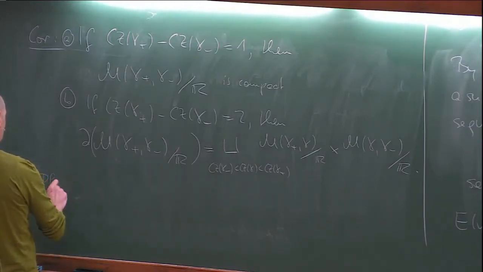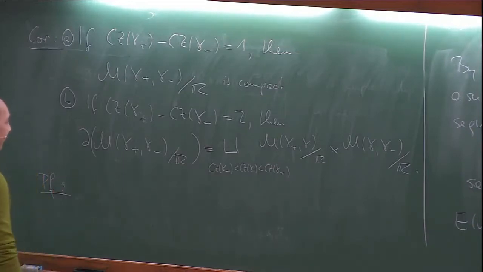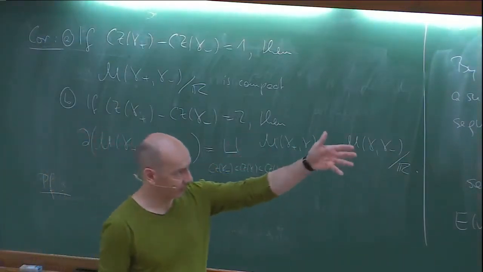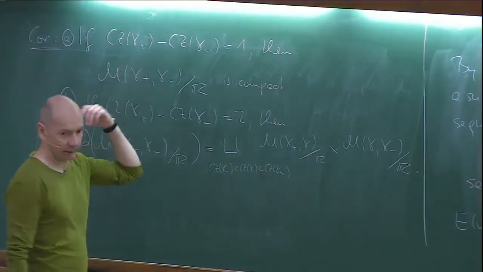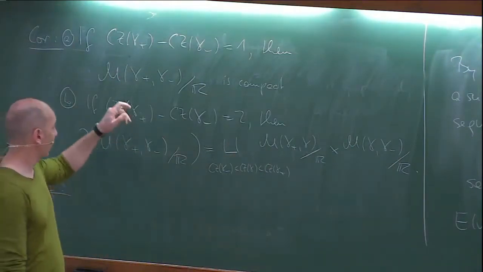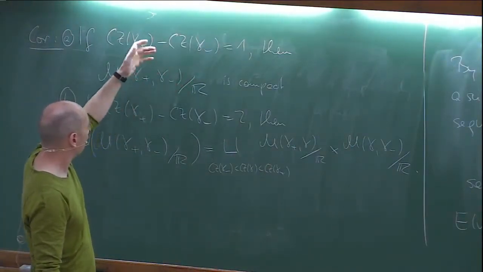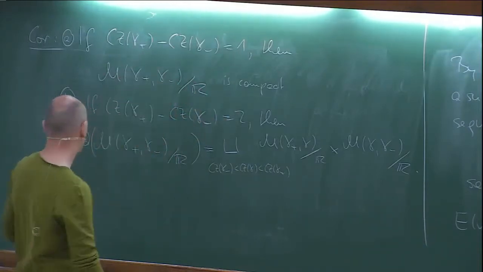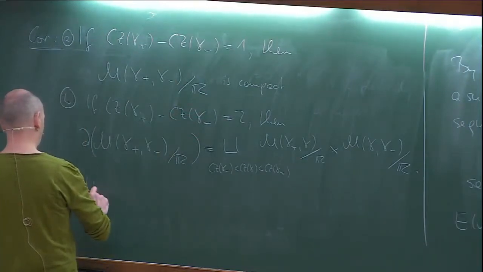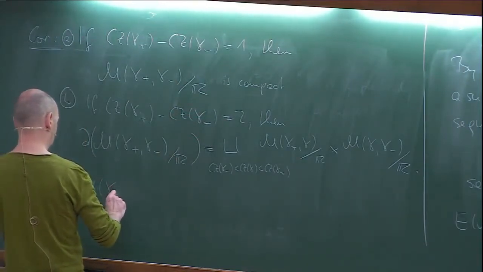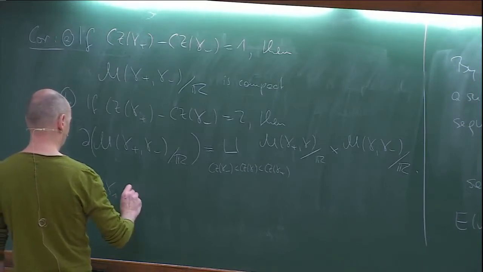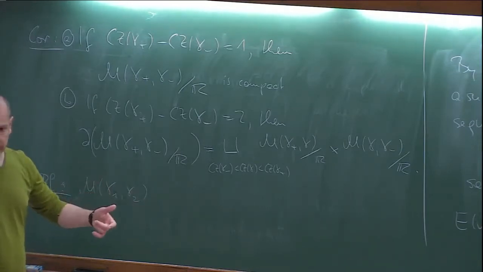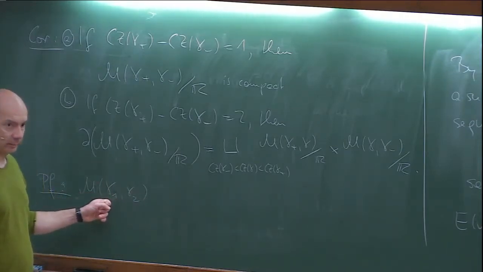And the proof is, by the theorem, if it breaks, it has to break into a bunch of cylinders. And now, if the index difference is 1, there's no non-trivial way in which it can break, because such a moduli space M(gamma 1, gamma 2) is only non-empty if the index is positive.